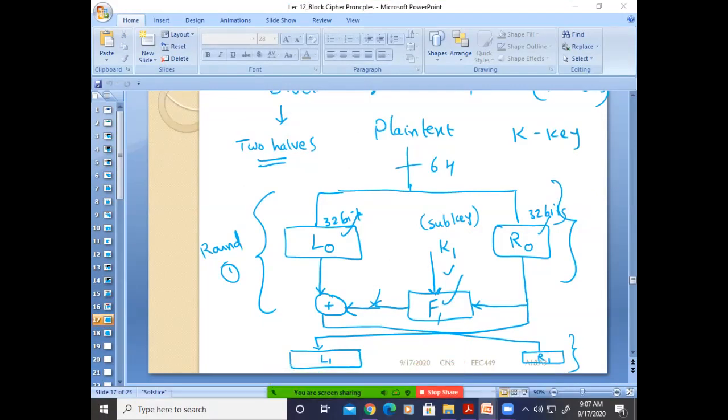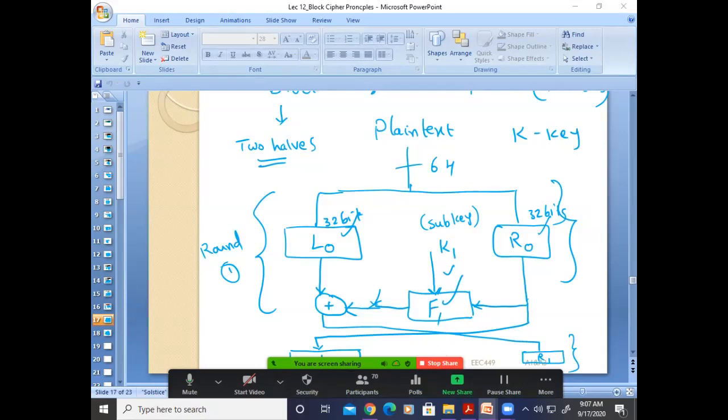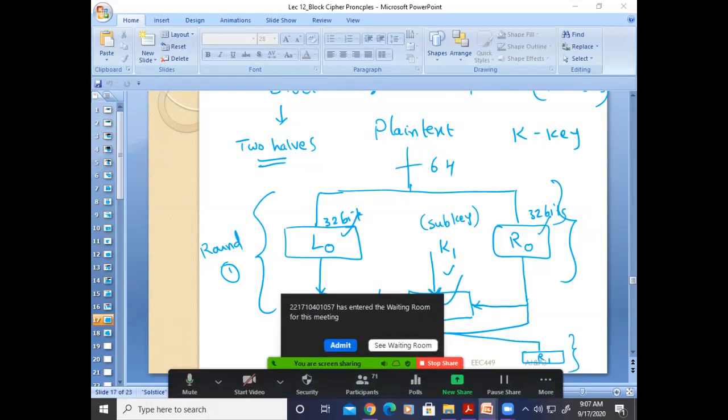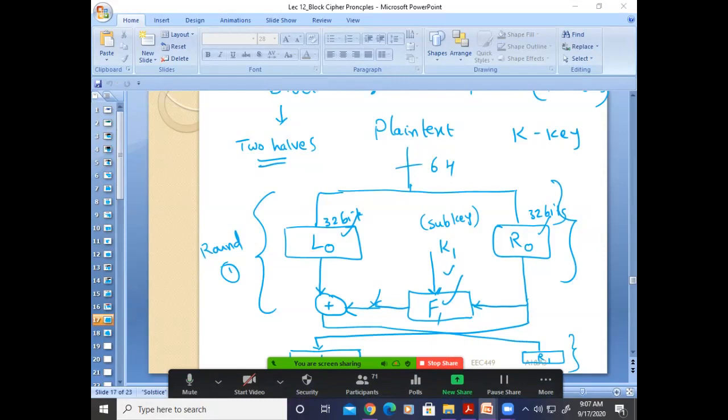After the round function, the output will go to the XOR function. The other input will be the left half portion. Once it is done, these two portions will be swapped. So this is one round. Similarly, there will be 15 more rounds, a total of 16 rounds in this structure. And remember, each round will have the same functionality, that is a round function.